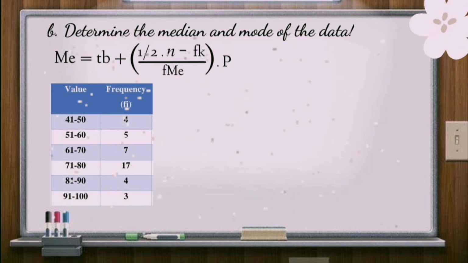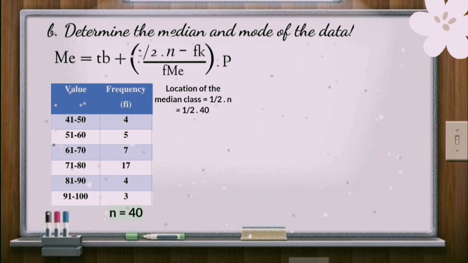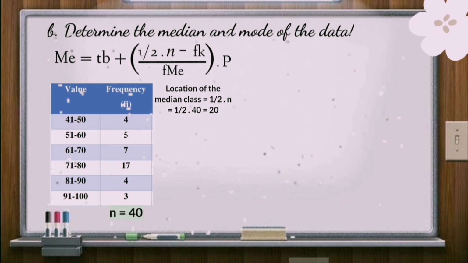The first step to find the median is to determine the location of the median class. It is obtained by 1 over 2 multiplied by n, where n is the number of frequencies. 1 over 2 times 40 equals 20. After this, we find the location of the median class by determining which class the 20th data is in. How? By determining the cumulative frequency.